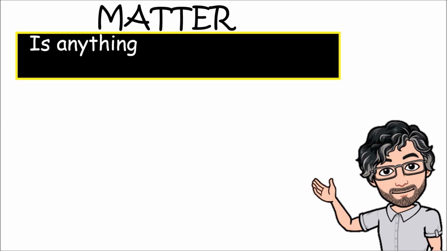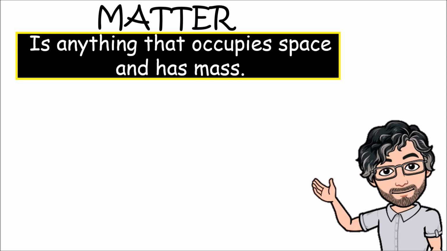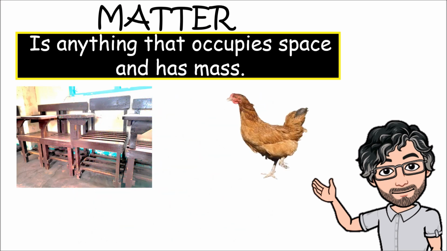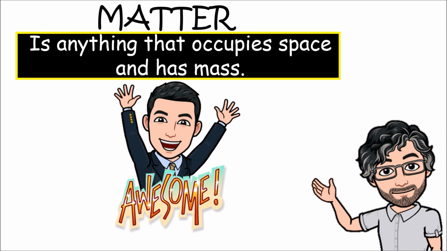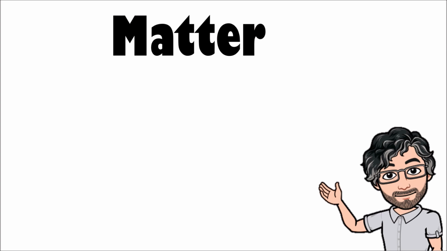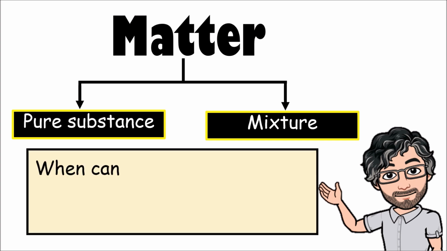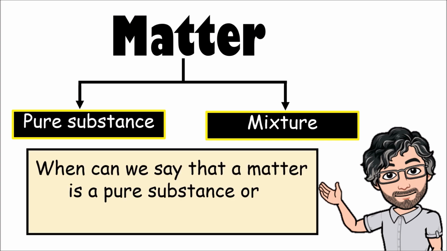You have learned in your previous science lessons that matter is anything that occupies space and has mass. For example, this table is matter because it has mass and it occupies space in a room. Same with chairs, the chickens found in your homes, and even you are considered matter. You also have learned that in general, matter can be classified as pure substance and a mixture. Now, when can we say that a matter is a pure substance or a mixture? Let's take a look at its properties to see the difference.